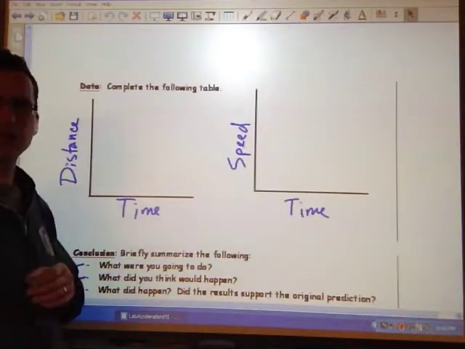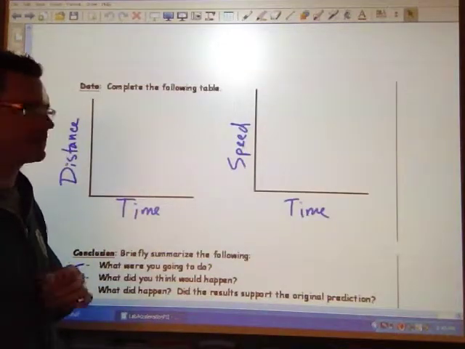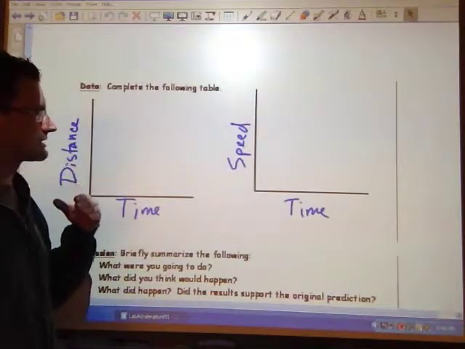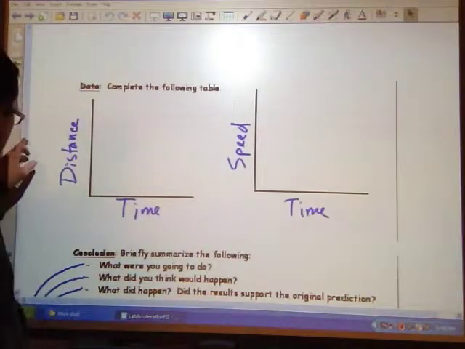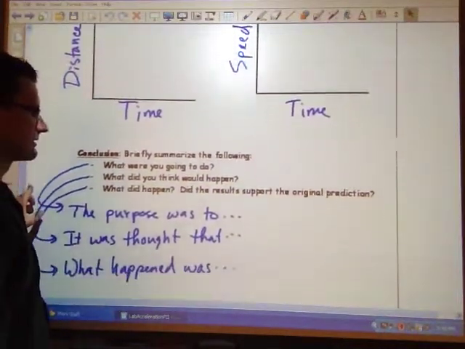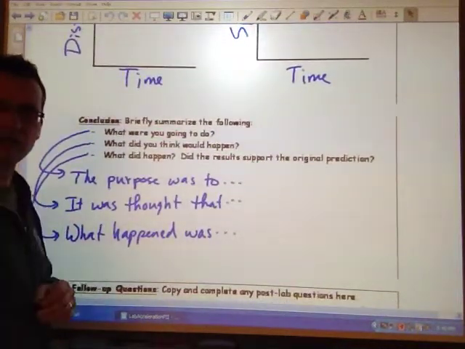The second part here is very similar to acceleration part 1. Write down what the actual distance-time graph looks like, and sketch what the actual speed-time graph looks like. In the conclusion, of course, we're going to see what result you have.